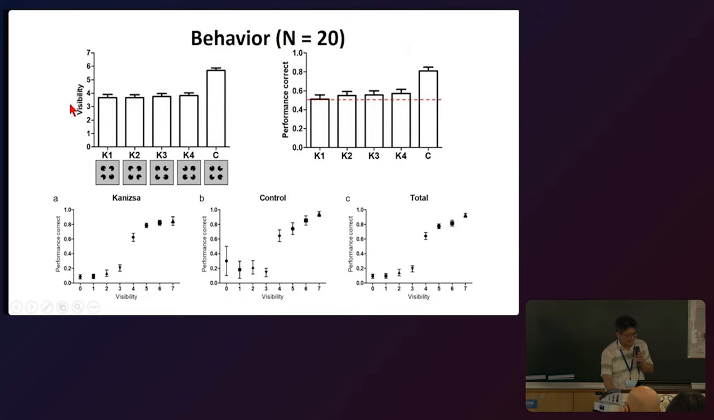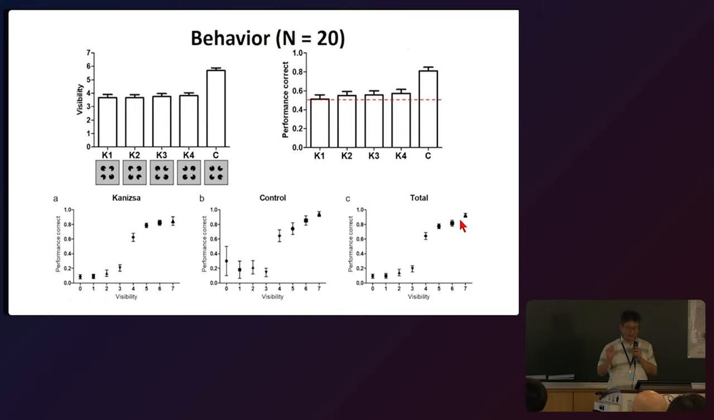So this is the experiment. This is the behavioral data, with visibility from 0 to 7, the average visibility for the Kanija, the first Kanija, second Kanija, fourth Kanija. And the control was where they could see well. Performance correct for the Kanija was around chance level. At each visibility level, this is the performance correct for the four Kanija and the control performance correct, and this is the total.